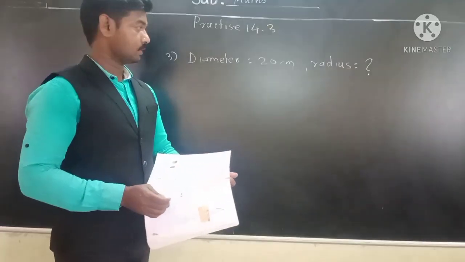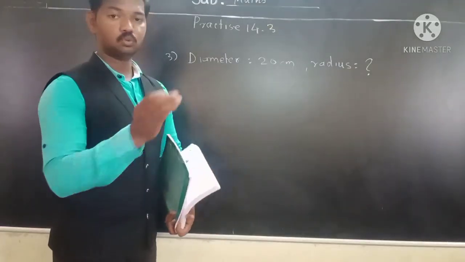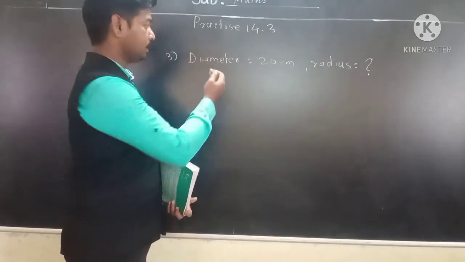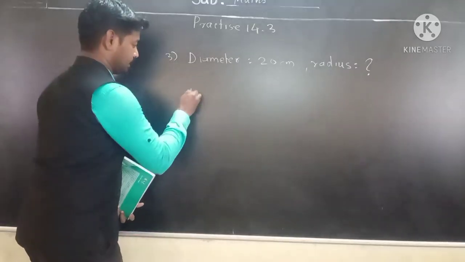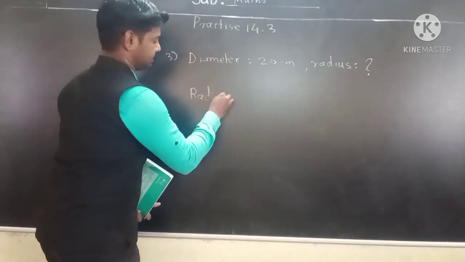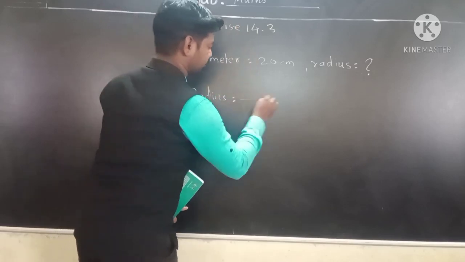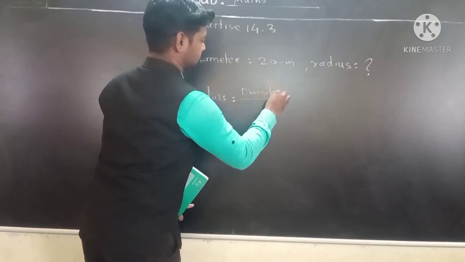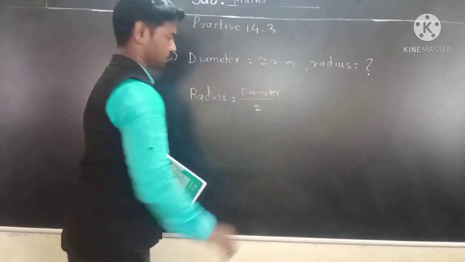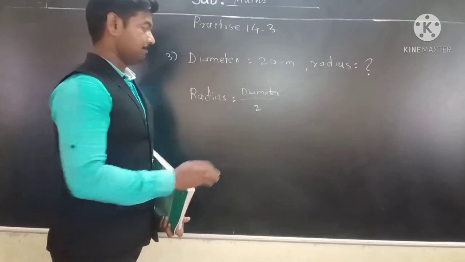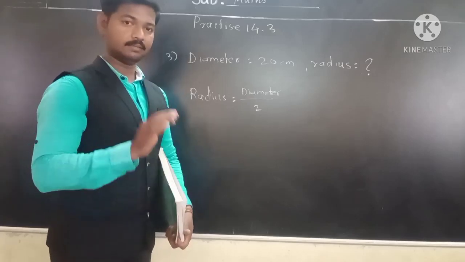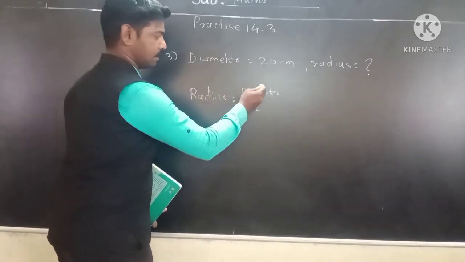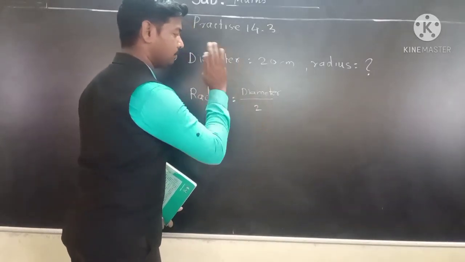We know the formula. Okay. Diameter is 2 times the radius. Means radius is half of the diameter. Yes. So we will write radius is equal to half, means diameter divided by 2. Yes, if we divide any number by 2, we will get half of that given number. So we will take this formula, radius is equal to diameter divided by 2, means half of diameter.